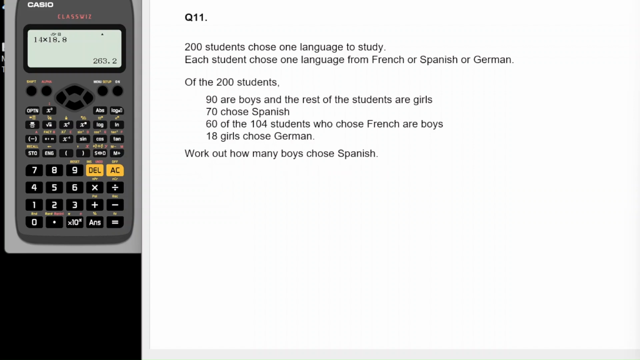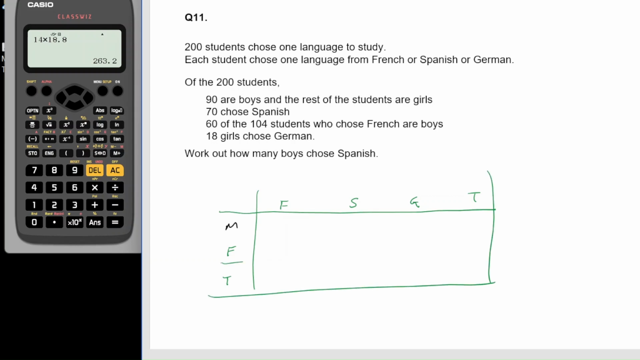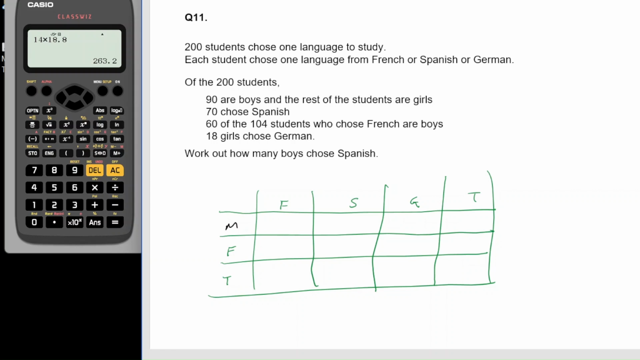So I would go for a two-way table for this. I really like two-way tables, I find them a really useful way of doing it. So we've got two categories, male and female, and then we've got three subjects, French, Spanish or German, and then a totals column on each. That's about the time I would spend drawing a grid. I wouldn't get my ruler out necessarily for this, because this is just to help me.